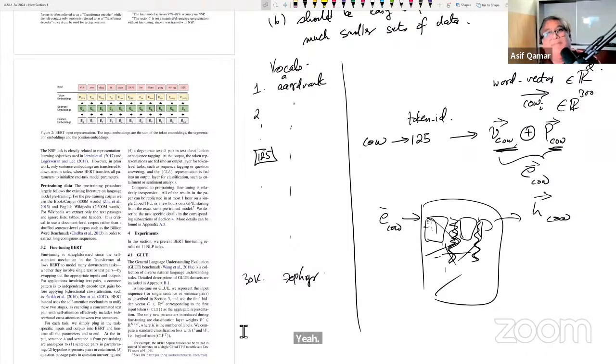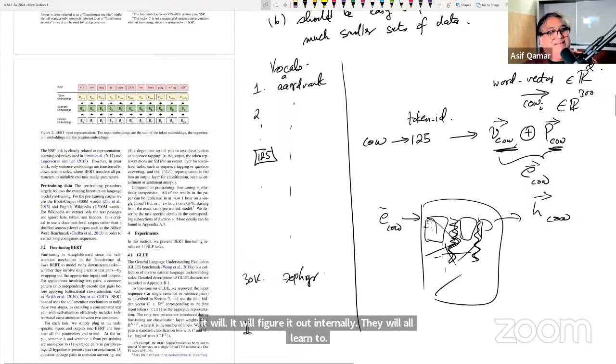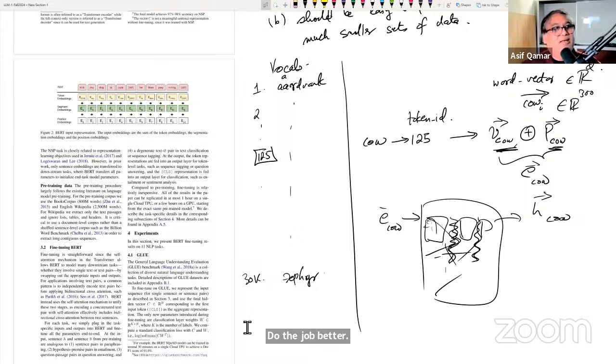That's right. Exactly. Yeah, it will figure it out internally. They will all learn to do the job better by specializing. You realize that in the nut and bolt example, the two guys managed to specialize. So these different multi-head towers, they learn to specialize, right? To do the same job better.